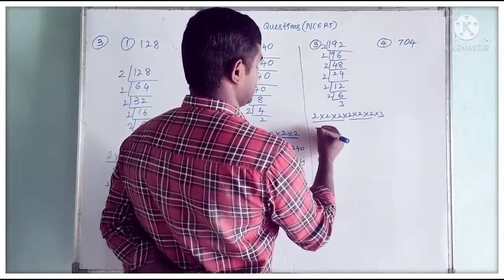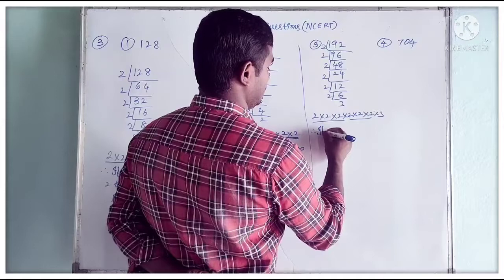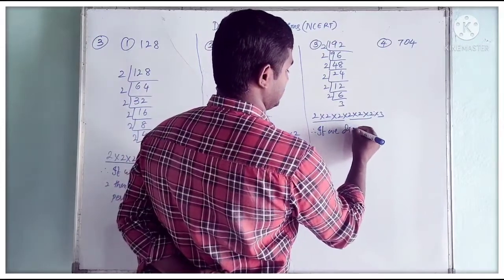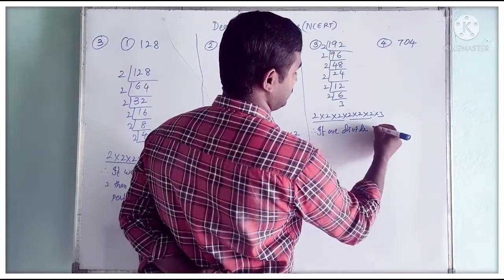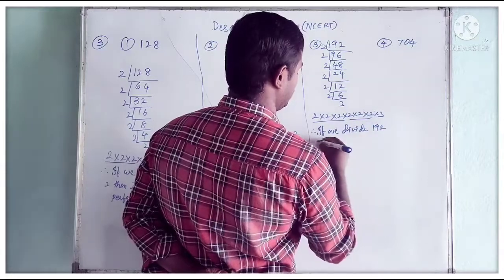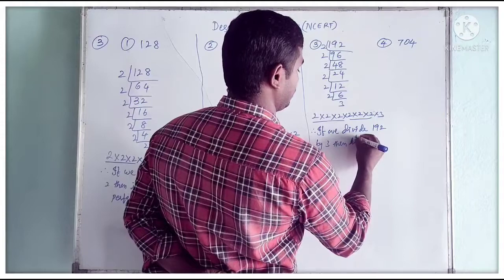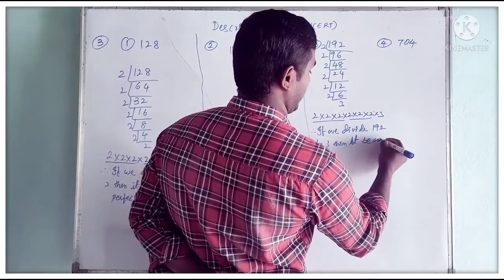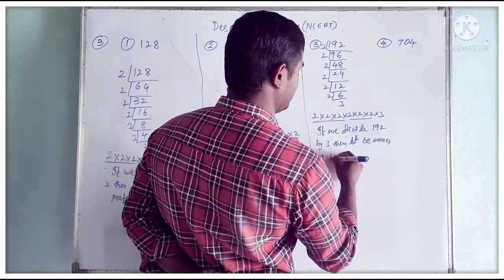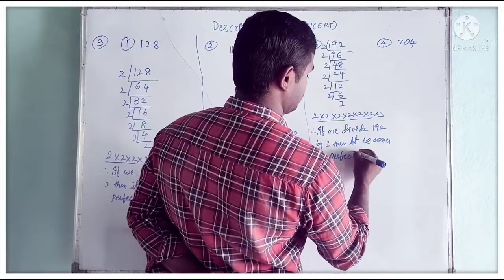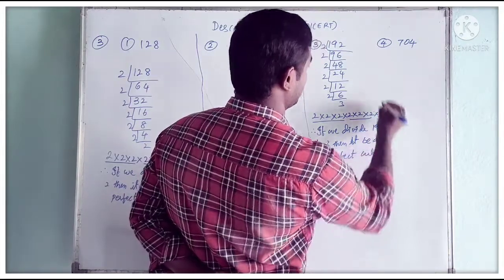Okay, see here. So therefore, if we divide 192 by 3, then it becomes a perfect cube. Okay, next question.